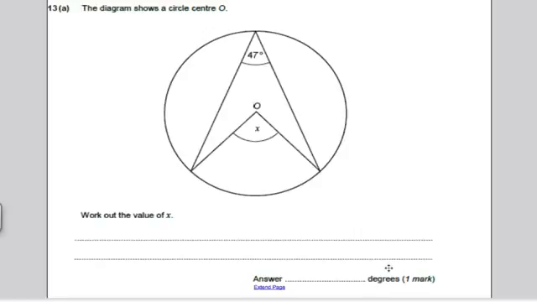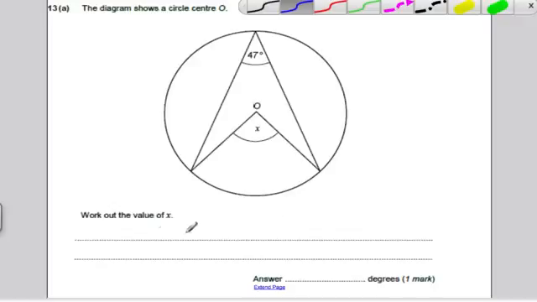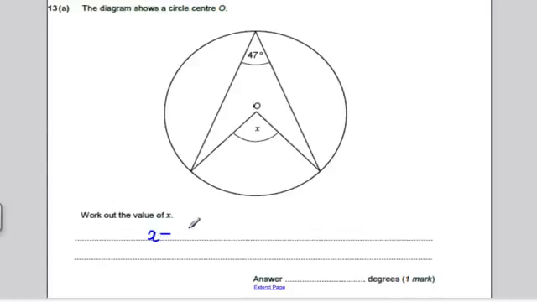Okay, simple question for 1 mark. This is rule 1 of the circle theorems: angle at centre is double the angle at the edge. So x must equal 47 times 2, which is 94 degrees. If they ask for a reason, they haven't here, it's angle at centre twice angle at circumference. That would get you the mark.